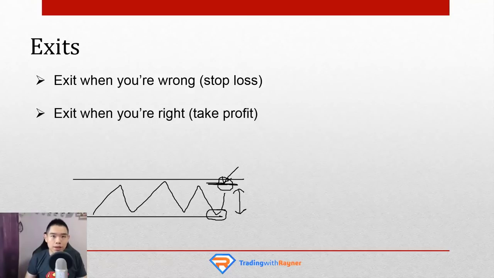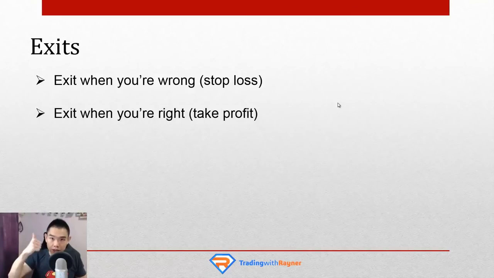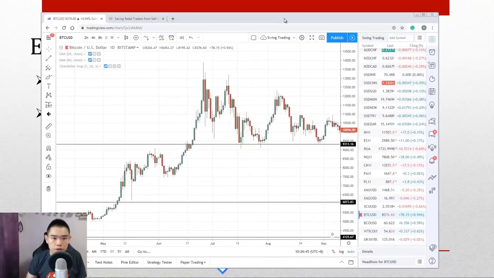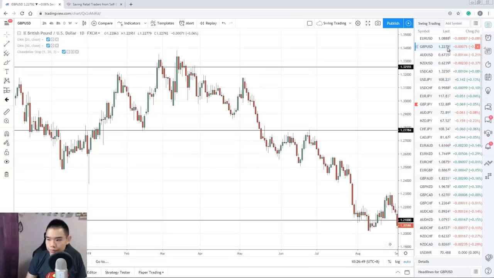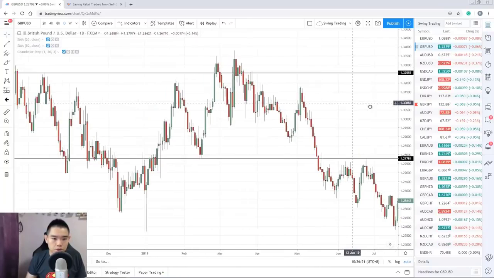Right now you've learned the MAY formula: market structure, area of value, entry trigger, and exits. Let me walk you through a few examples to encapsulate what you have just learned. First one, let's look at pound dollar. So you can see over here.